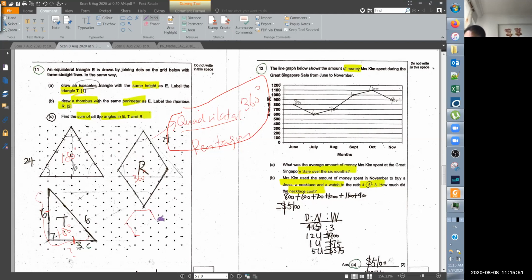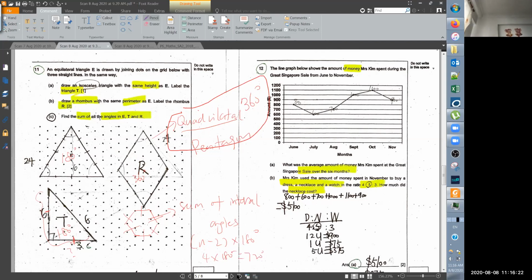You might be asked to draw this, and then be asked to find the sum of internal angles for this. So you have to know the formula, which is (n minus 2) times 180. And how many sides is this? 1, 2, 3, 4, 5, 6. So it's 4 times 180. That will give you 720.